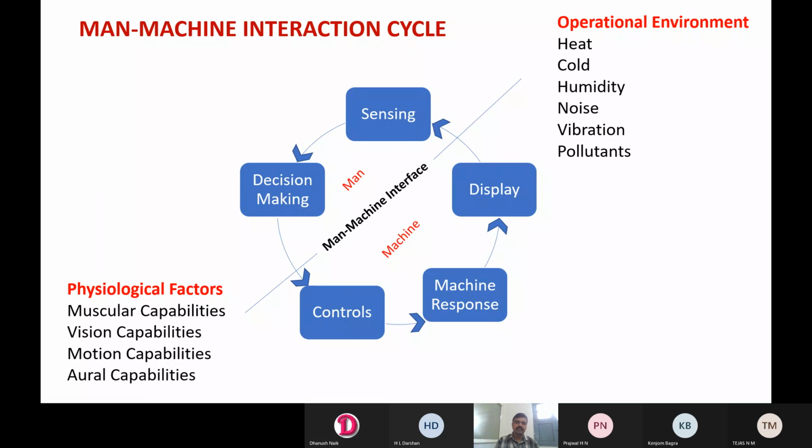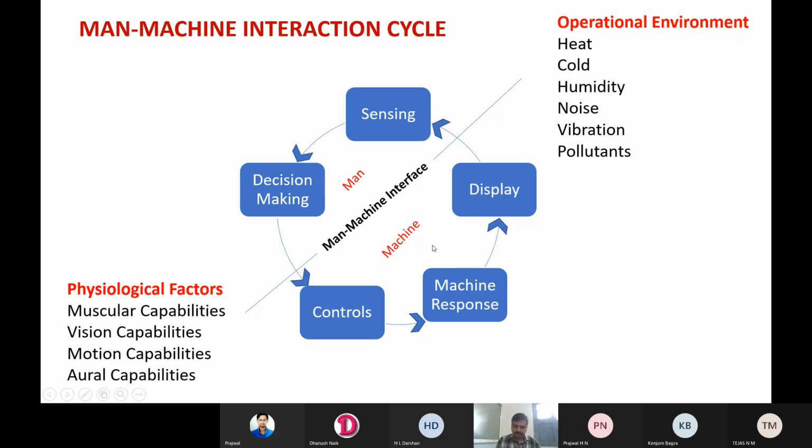Okay, so this is the man-machine interaction cycle. This is a very important topic of this unit. In most of the exams also, you can find a question related to this topic, that is man-machine interaction or human-machine interaction, that is HMI.